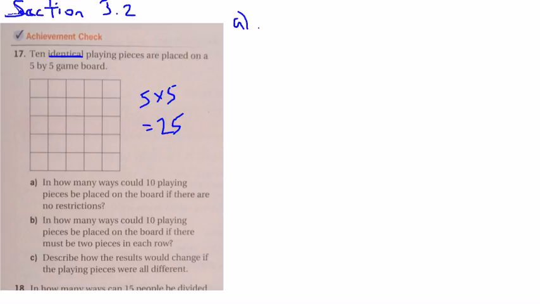Well, pretty straightforward, really. There are 25 locations. We are going to choose which 10 of them will have playing pieces. It's a combination rather than a permutation because it doesn't matter what order we place them in, just which spots are chosen for game pieces. So 25 choose 10. That's about 3,268,760.